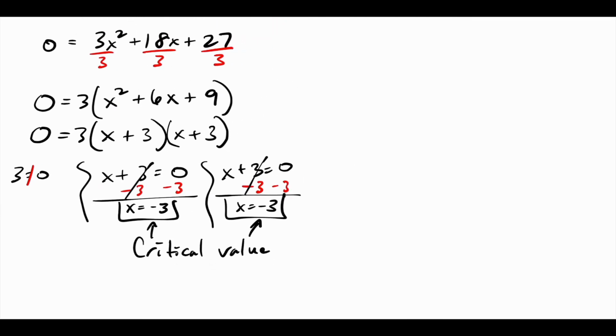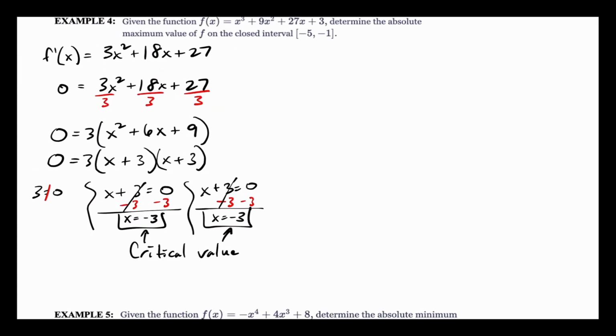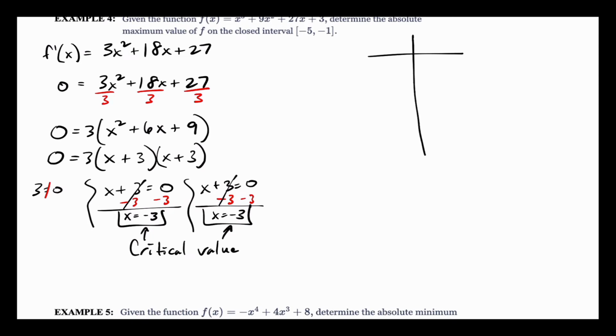All right, step 2 is going to be different though. Step 2 says make a table. All right, I don't have to do the first derivative test. I'm going to use a table instead. Okay, so the table, if you can see on the board, looks like this.